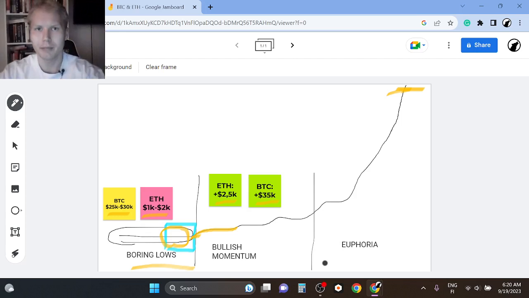So this is a quick market update for today. Right now I want to show you a quick rule of thumb for when I believe the bullish momentum will start.